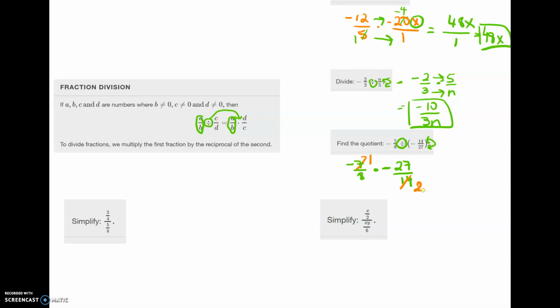And that's pretty much all I can do. So now I'm going to go ahead and do top with top, bottom with bottom. Keep in mind I'm multiplying a negative 1 times a negative 27, which becomes a positive 27. And then I'm doing 8 times 2, which is 16. I really can't do anything else with that. So that is my final answer, 27 over 16.